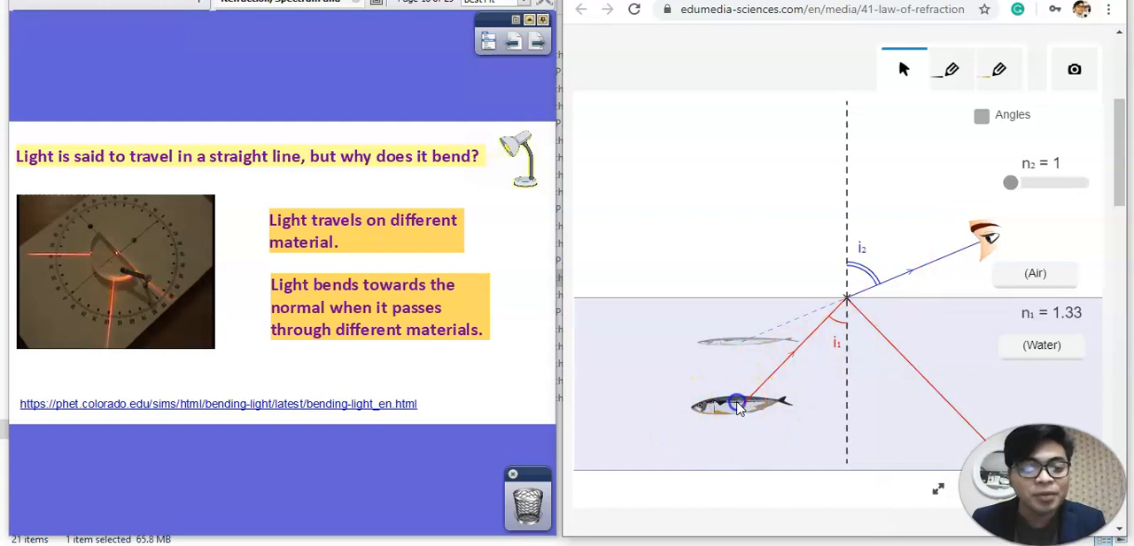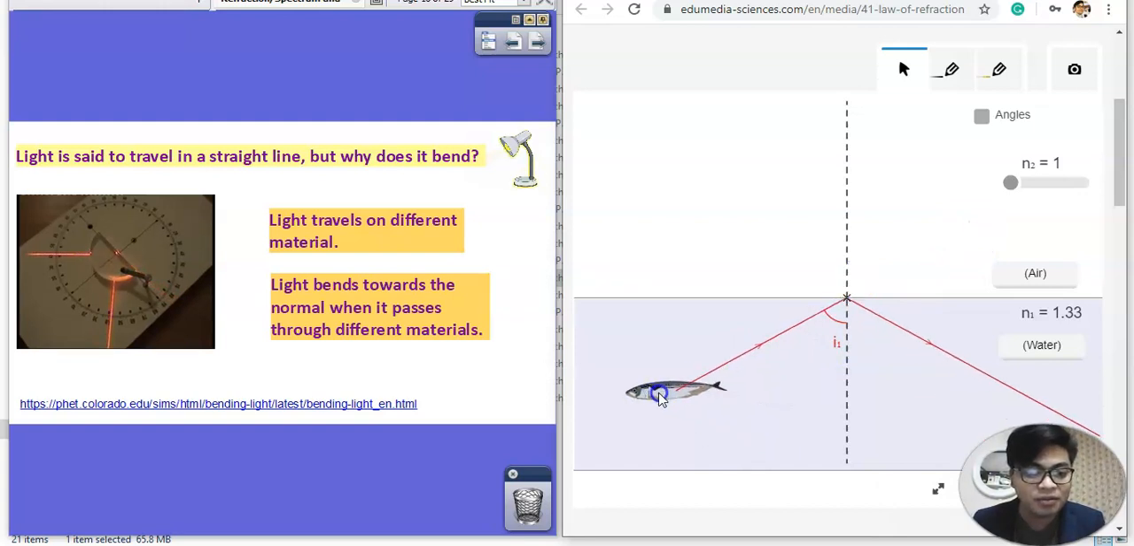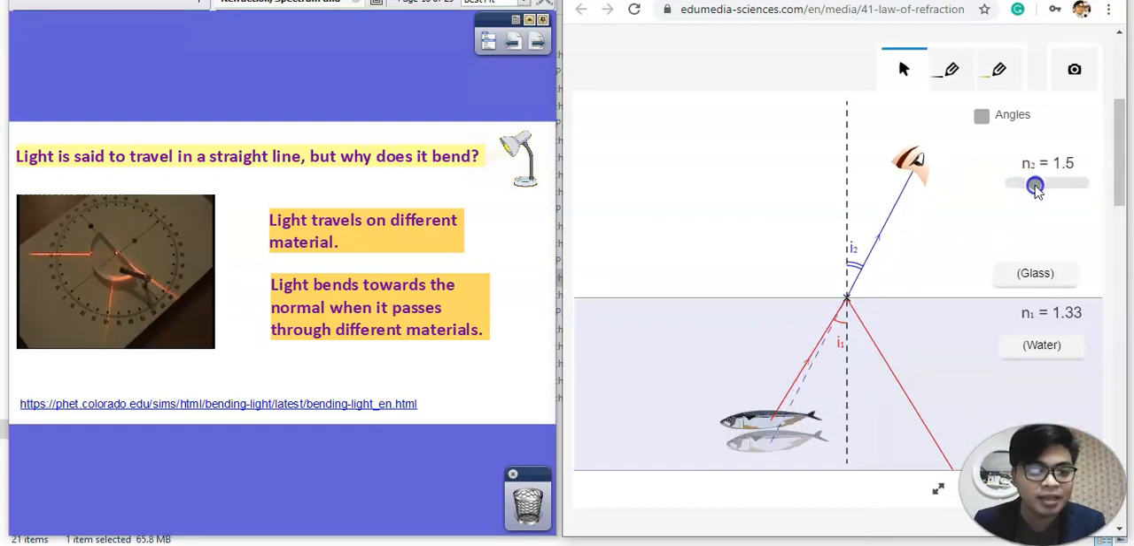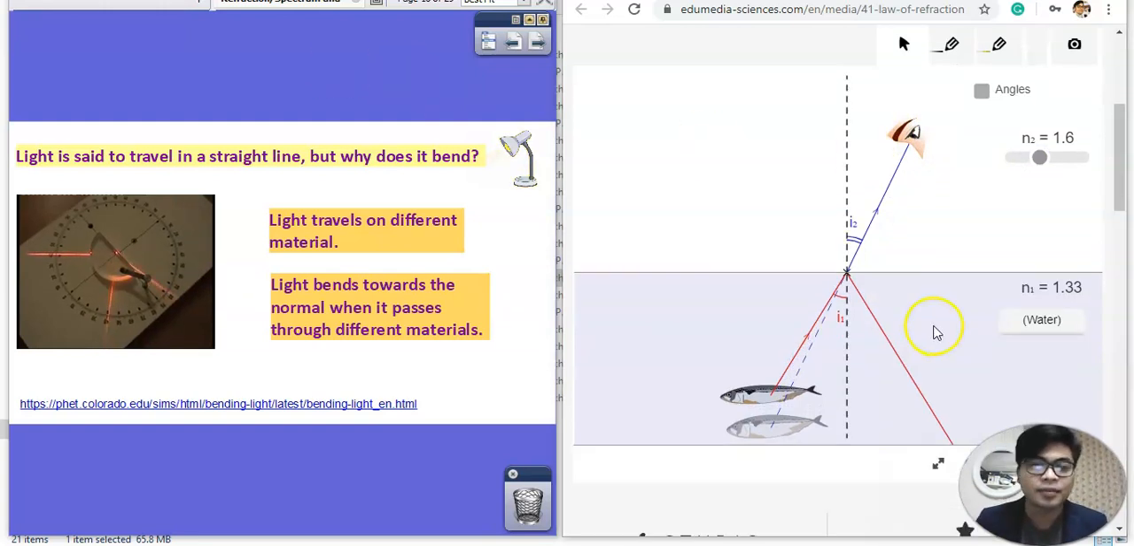So let's try to put the fish right over here. Let's try to move the fish. Or let's change the index here. It's 1.3. So the image that is reflected with the fish also tends to be different depending on the position from where we are looking at the fish. So if we're looking at the fish right at this angle, which is a smaller angle to the normal, the fish tends to be deeper than where the actual fish is, and it has a bigger image.